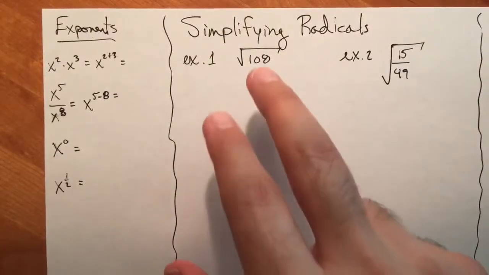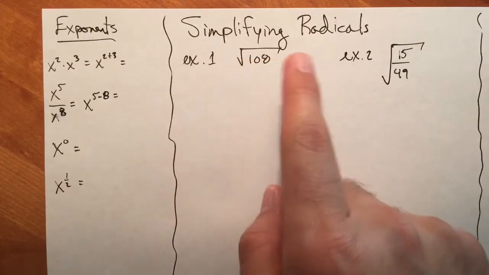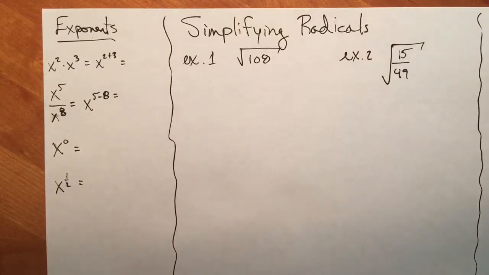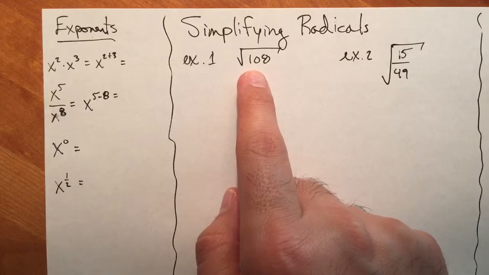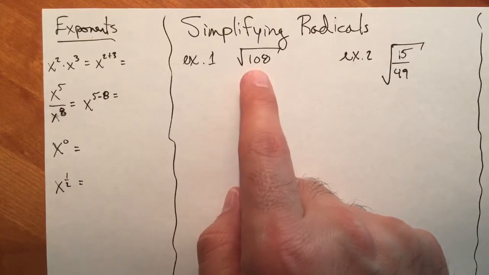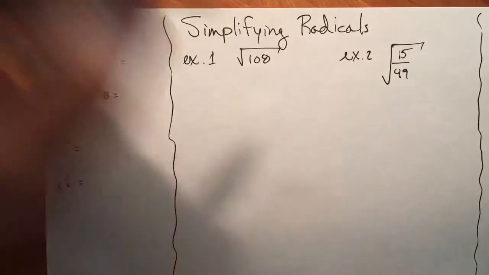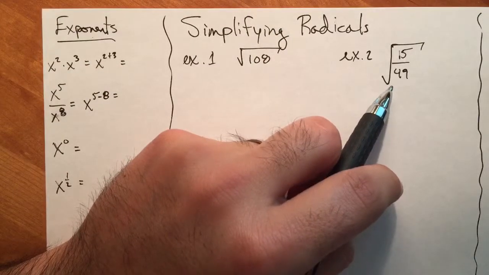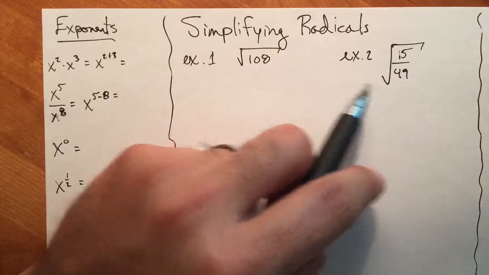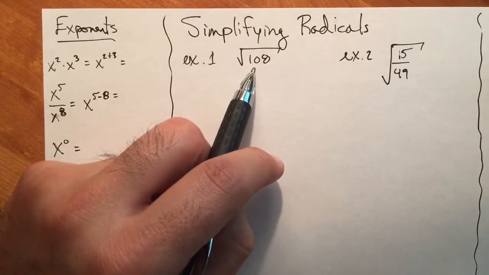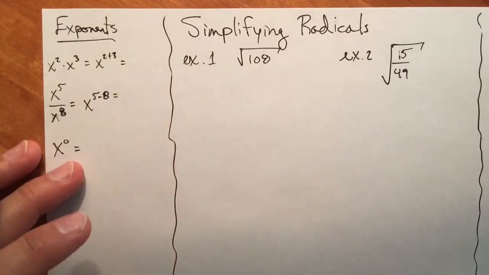All right, ladies and gentlemen, in today's class, we're going to be talking about simplifying radicals. What that looks like is we're going to be trying to understand how to simplify something that looks like this, the square root of 108, or something that looks like this fraction, the square root of 15 over 49. We are going to do some problems with numbers, and then we're going to do some problems that contain variables.